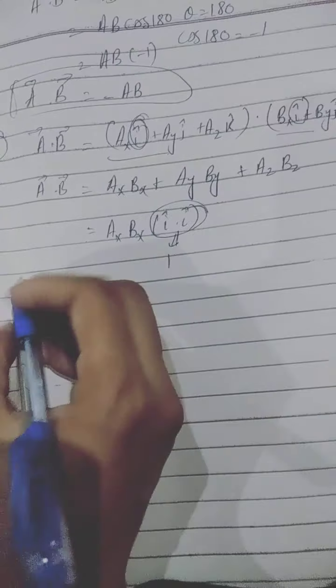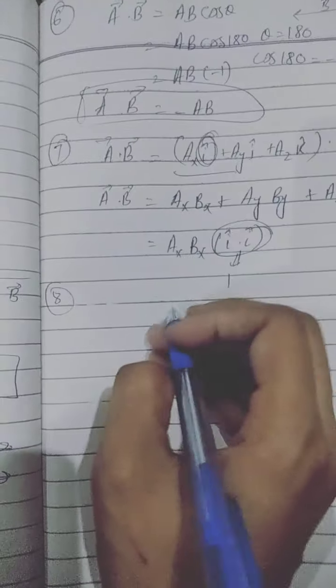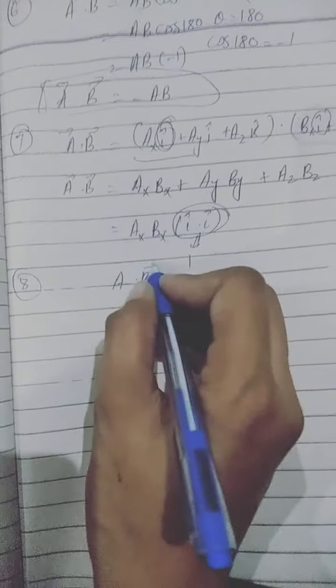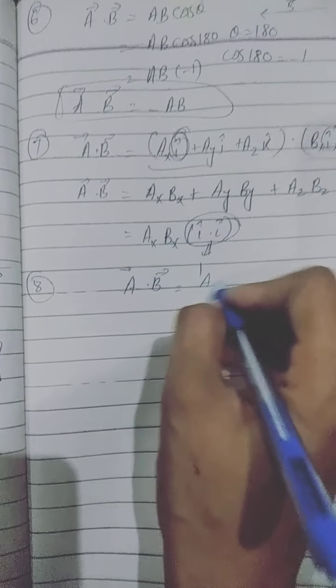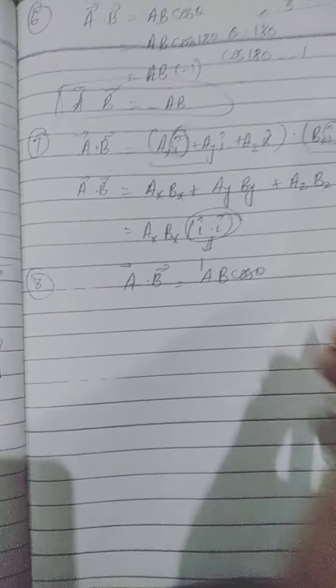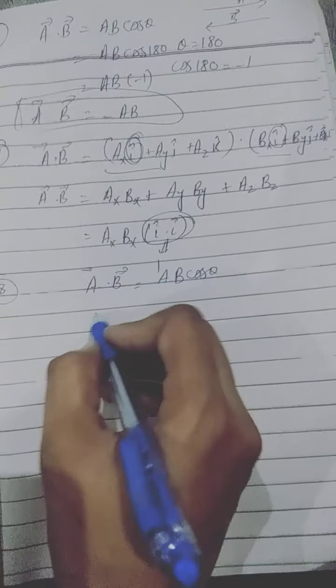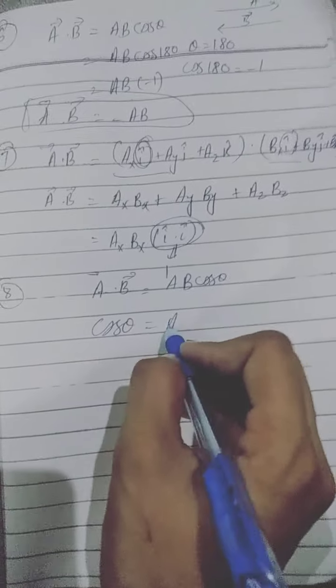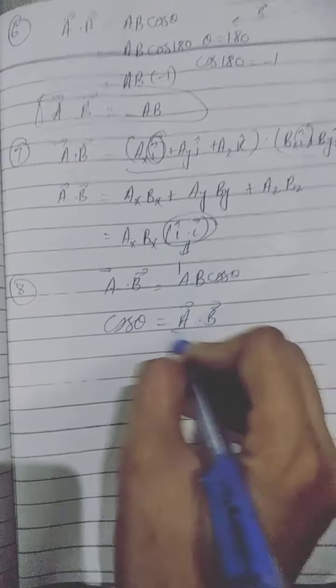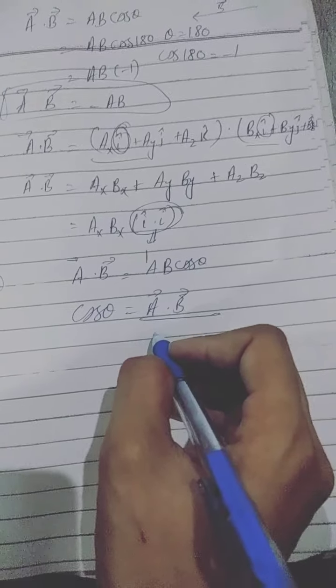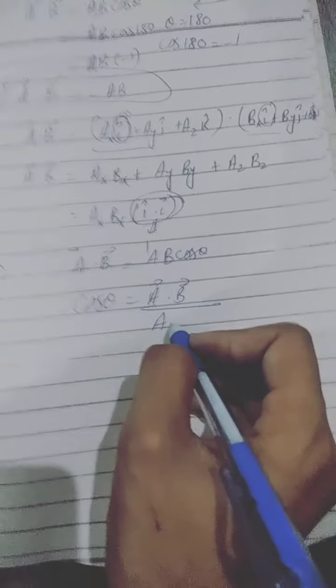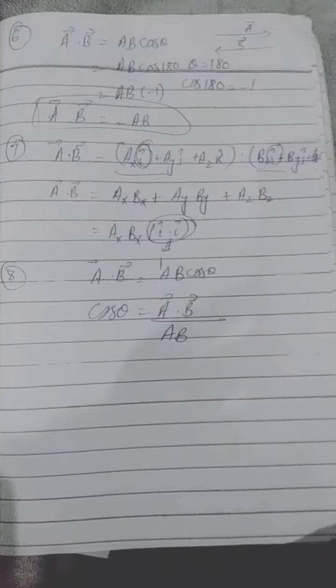If we write the angle, A dot B is equal to AB cos theta. So cos theta is equal to A dot B divided by AB.